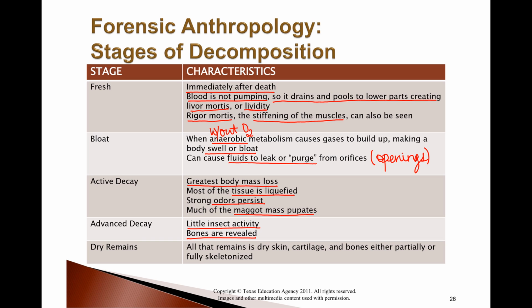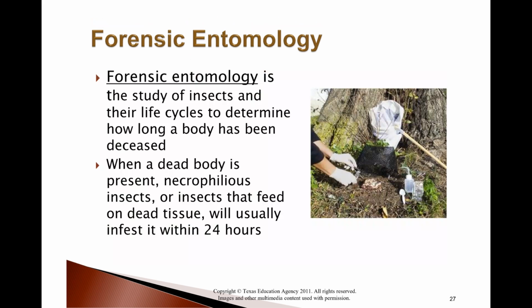And then the last stage of decomposition is what we call dry remains, and literally all that remains will be dry pieces of skin, small bits of cartilage, and your bones. And the bones are either partially or fully skeletonized. Okay, so those are our stages of decomposition.